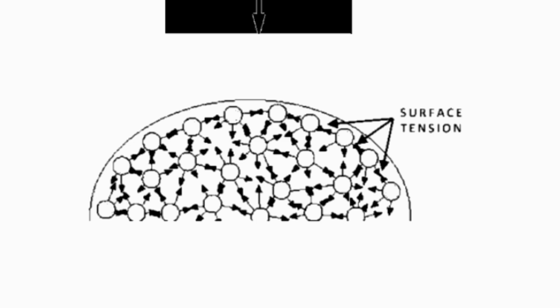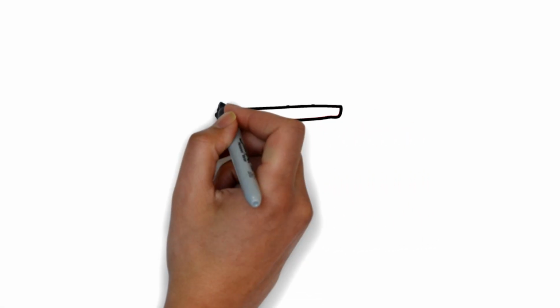And of course, because of gravity, there is some deviation from the spherical shape, but for a small drop, this may be neglected. Finally, plants.